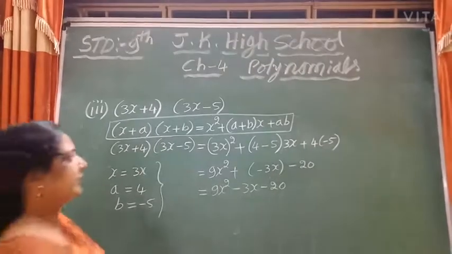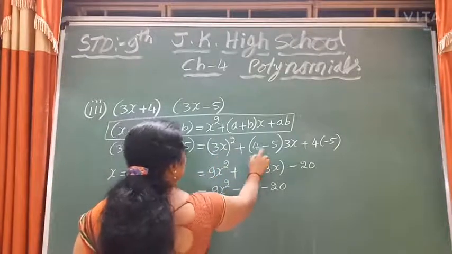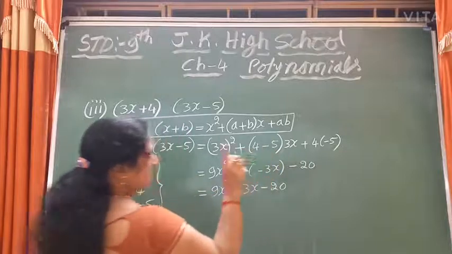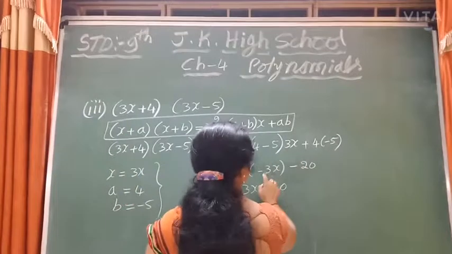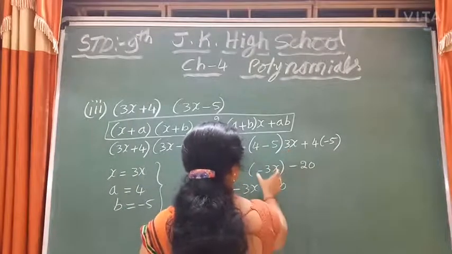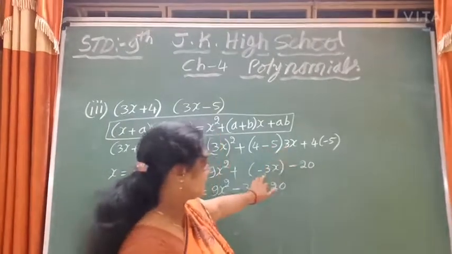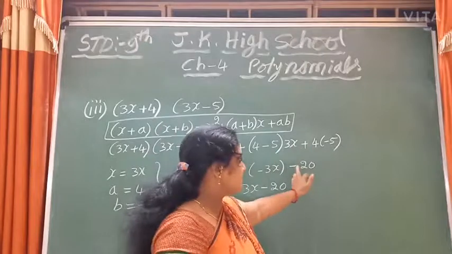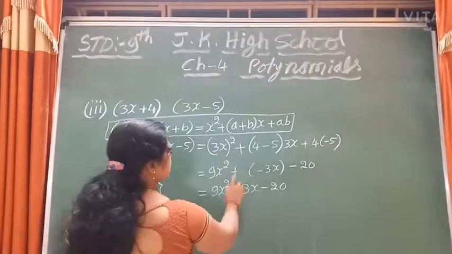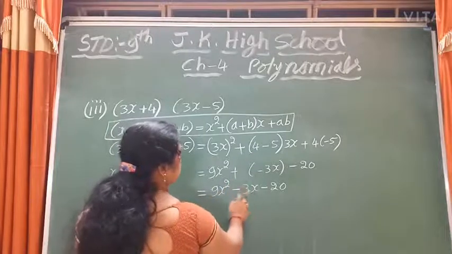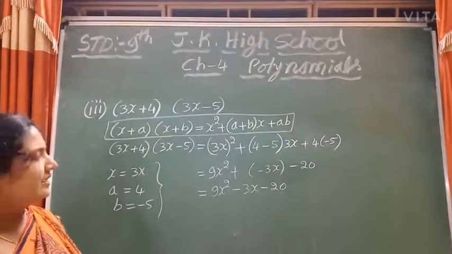Substitute and simplify now. So 3 square is 9x square plus 4 minus 5 is minus 1. Minus 1 into 3x is minus 3x. I have multiplied these two. Minus 4 5s are 20. Then you simplify and write it once again. 9x square minus 3x minus 20. This is the product by using identity, children. Write down.